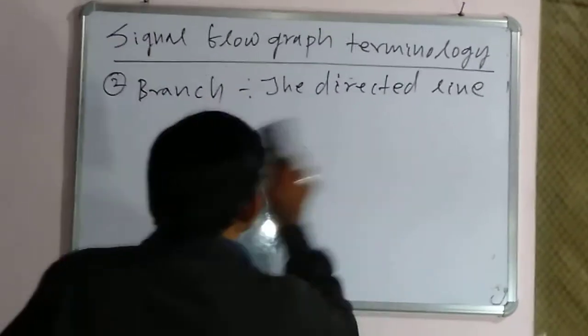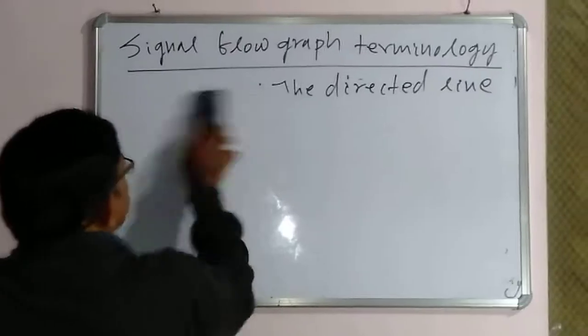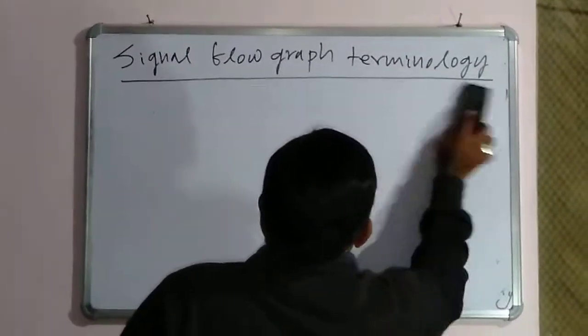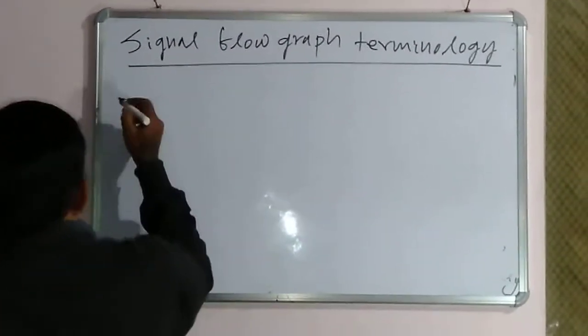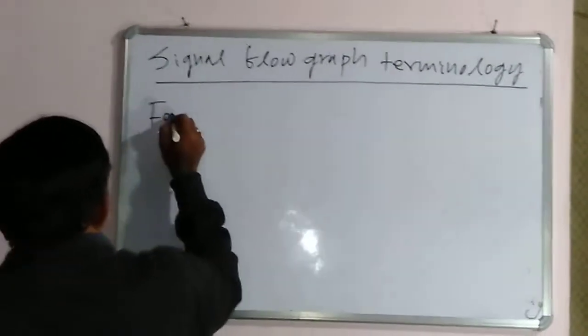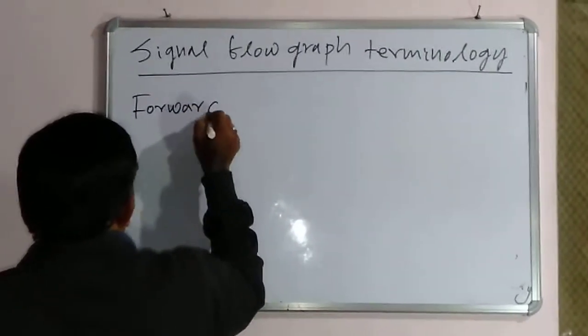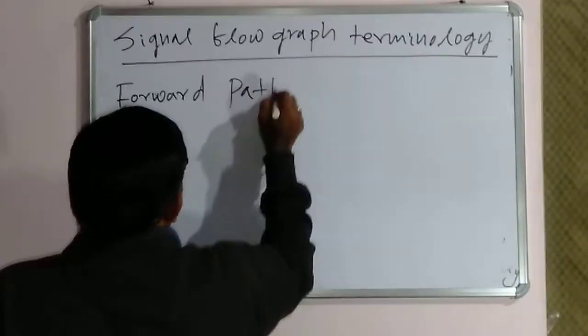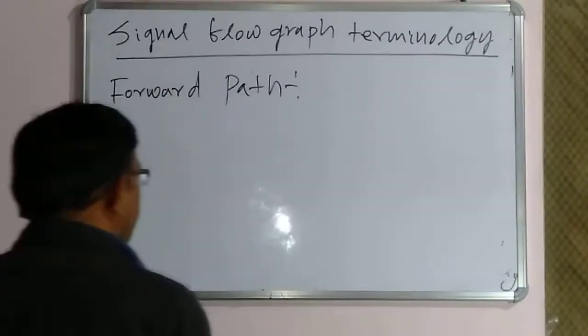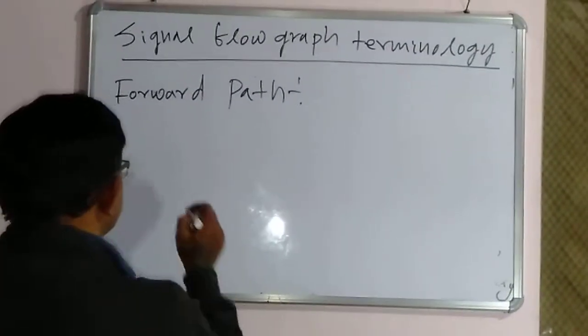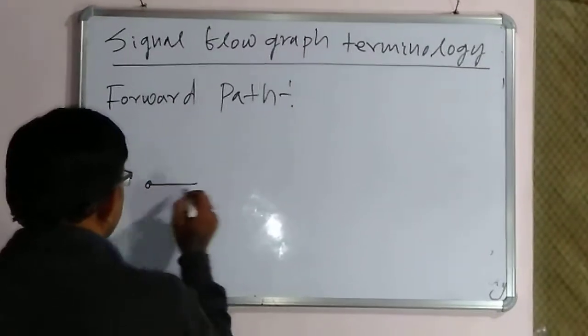So next we will discuss the path, that is called the forward path. This is another important term. So let us draw a signal flow graph.